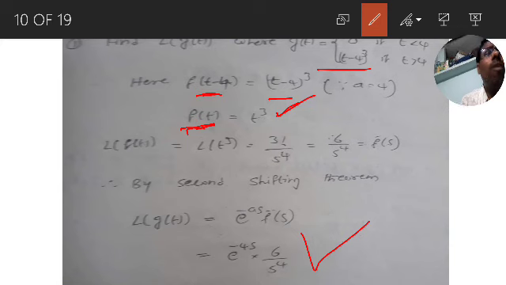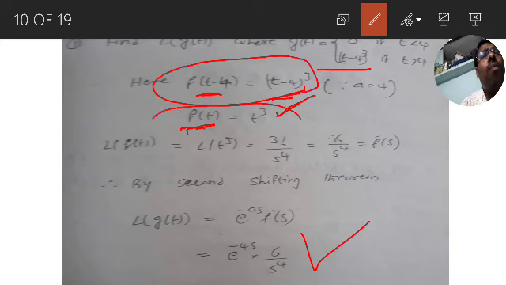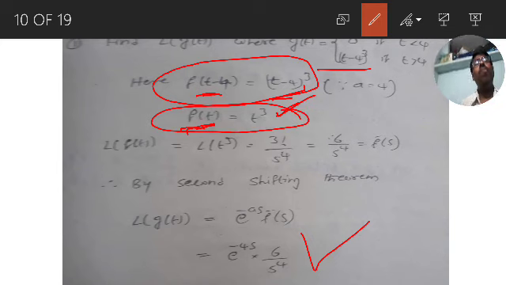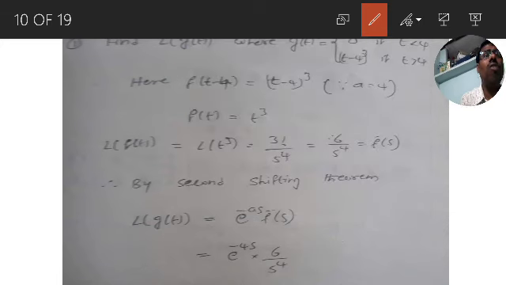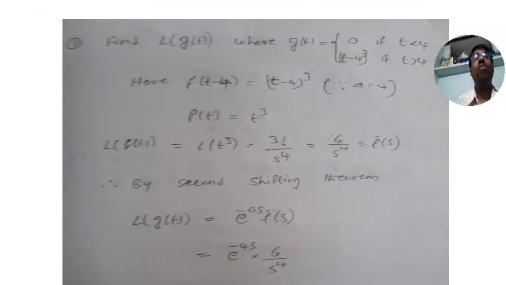So from the problem we got f of t minus 4. If you are able to find f of t, then the problem is ours. Find the Laplace transform of f of t and substitute in the second shifting theorem. That gives our answer. So what is the answer? L of g of t is e power of minus 4s into 6 by s to the power of 4. So this is our first problem on the second shifting theorem.